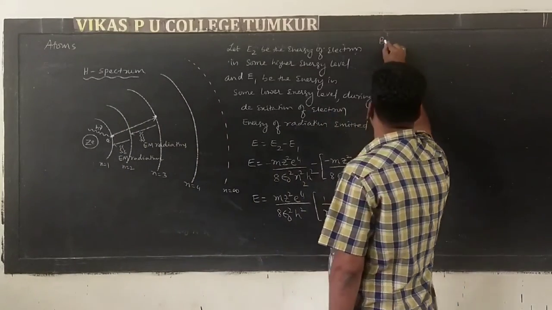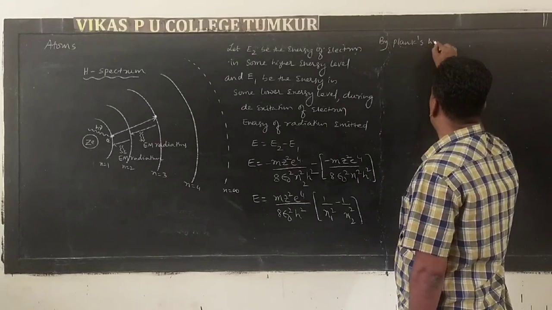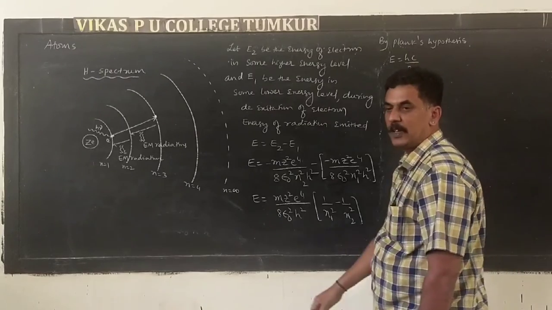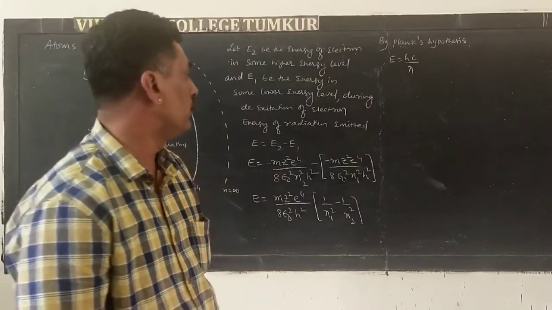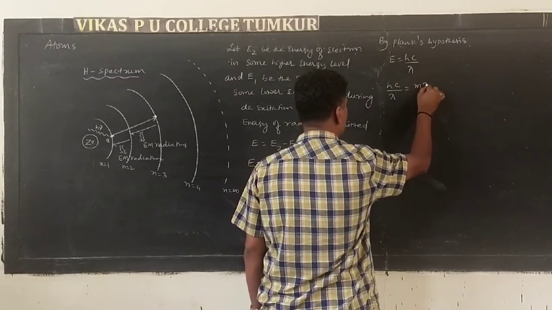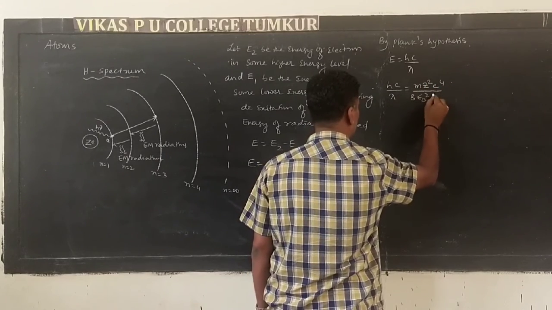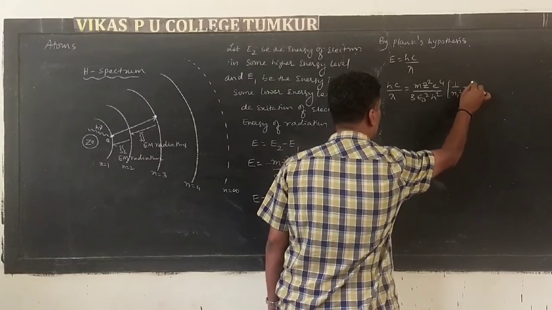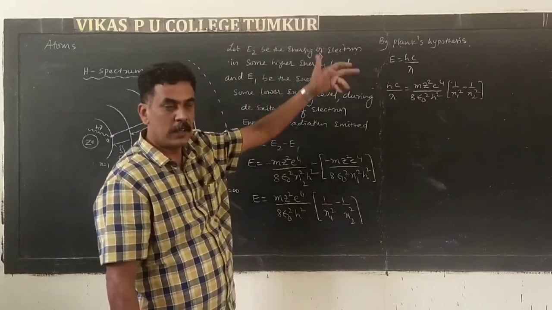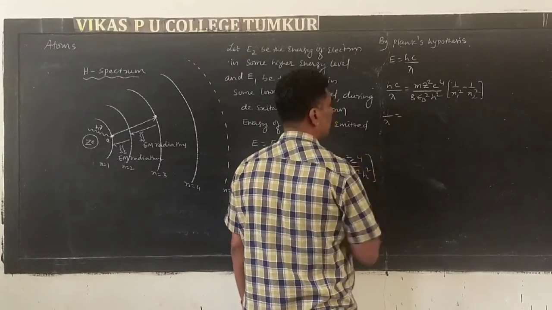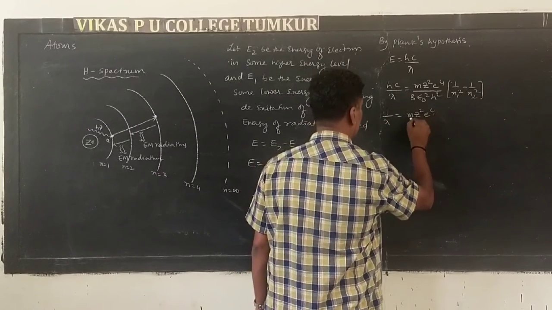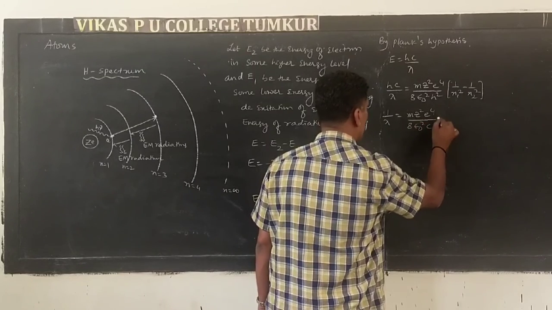By Planck's hypothesis, you all know E will be given by hc by lambda. Energy of the radiation will be given by hc by lambda. Therefore, I substitute for E here. hc by lambda is equal to m z square e power 4 by 8 epsilon naught square h square into 1 by n1 square minus 1 by n2 square. I have substituted for E in terms of lambda. So now I retain 1 by lambda here and multiply hc with this factor 8 epsilon naught square h square. Now I get 8 epsilon naught square c h cube.